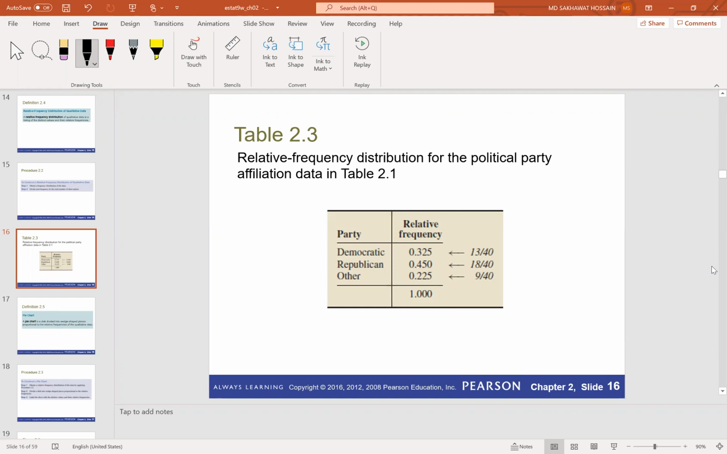Actually, this is also the percentage, right? So Democratic is 32.5%, Republican is 45.0%, and other is 22.5%. If you add them together, the total relative frequency will always be 1. Because if you add them together, you are dividing the total number of frequencies by the total number of frequencies, so the numerator and denominator are the same. The total will be 1 because the total is 100%.